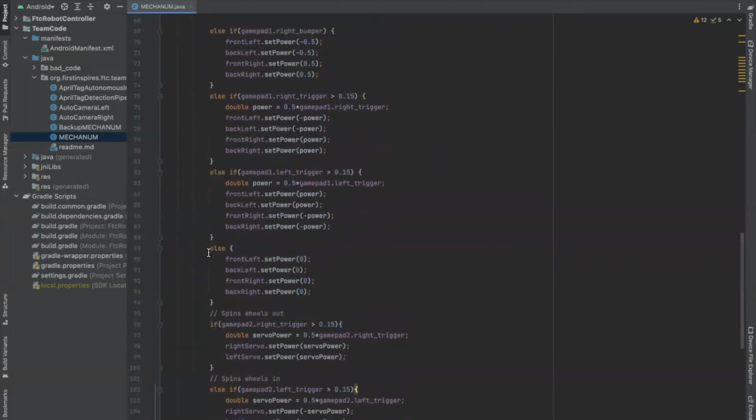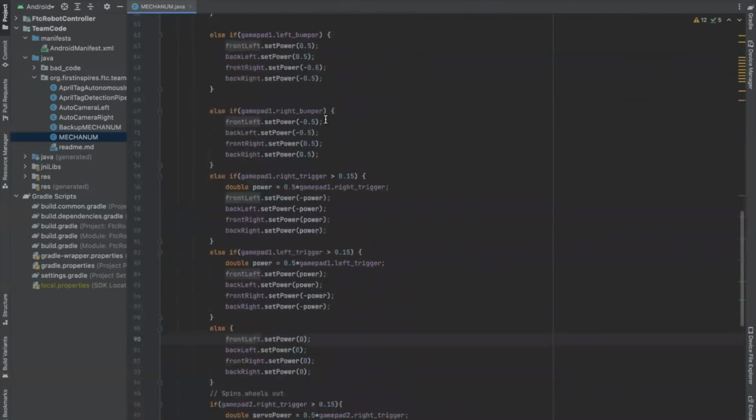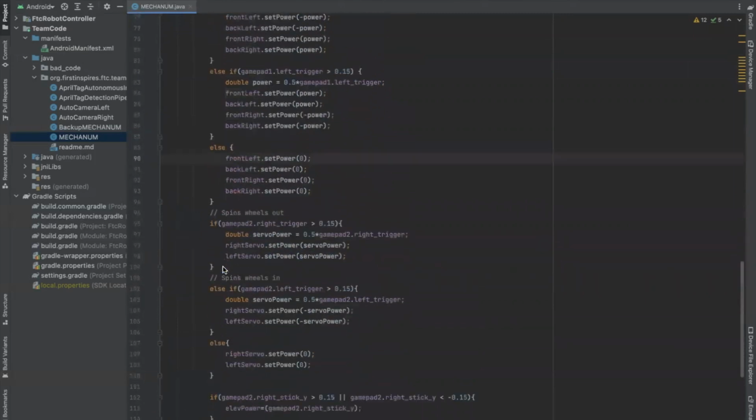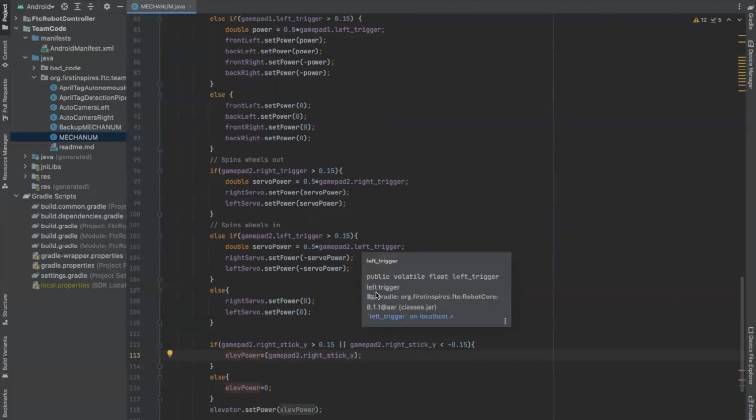And then finally, we have this else here that says if we're not pushing any of this other stuff, not pushing the bumpers or the triggers or the joysticks, everything should be set to zero, which is fair. The rest of the stuff here is just about some servos and elevators, which isn't related to what we're doing. But comment below if you want some videos about the other stuff that we do, and maybe some videos about servos and elevators and different manipulators and other mechanisms like that.